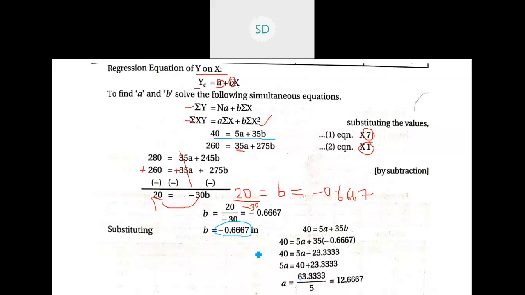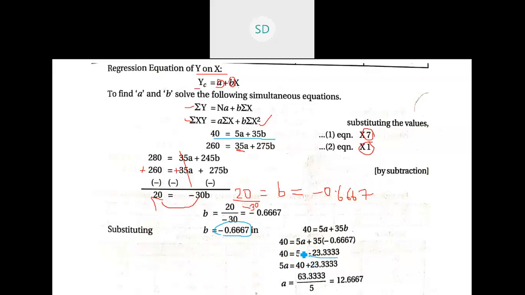So here the equation is 40 is equal to 5a plus 35b. So 40 is equal to 5a plus 35 into, in the place of b, minus 0.6667. The next step, 40 is equal to 5a plus 35 into minus 0.6667. So plus into minus gives you a minus value. So 35 into 0.6667 will give you 23.3333.